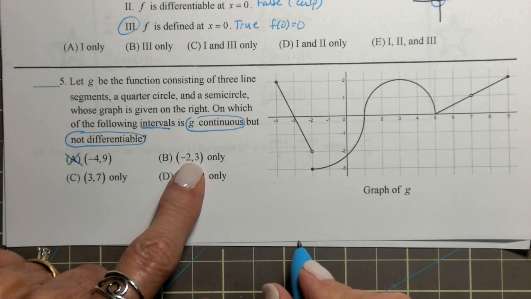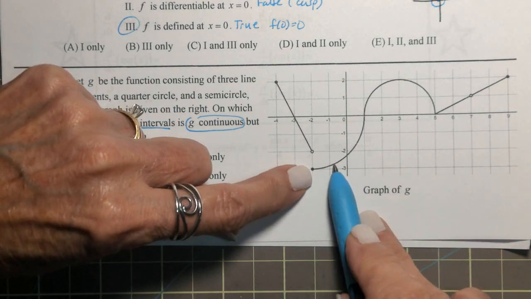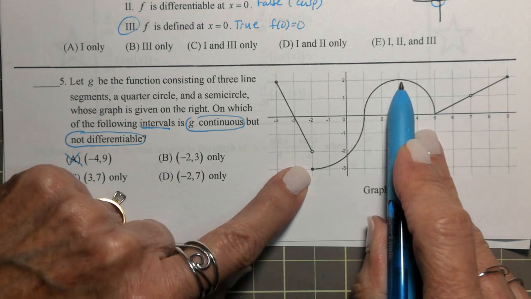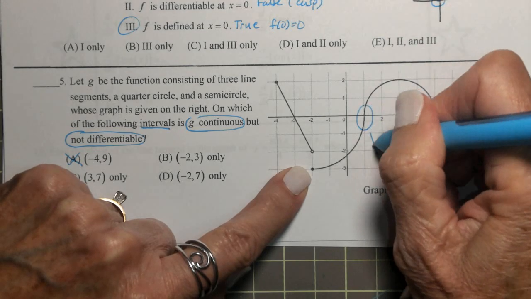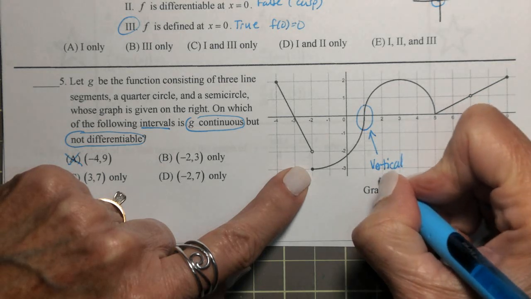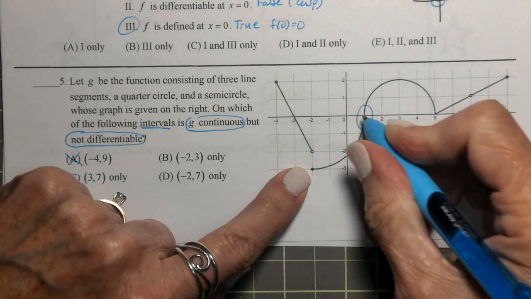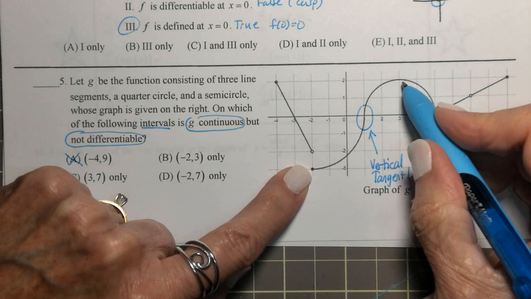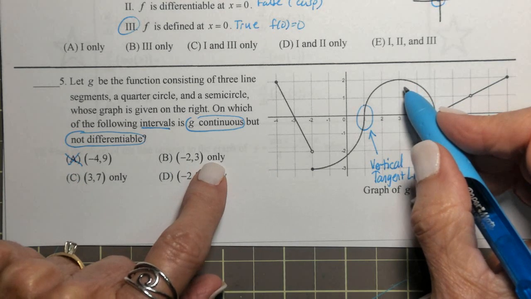What about from -2 to 3? From -2 to 3. Is G continuous? Yes, it is. Is G differentiable? No, it is not. We've got a vertical tangent line right here. If we drew the tangent line, it would be vertical. So not differentiable from -2 to 3. It is continuous, but not differentiable. So this is true, but it says only.